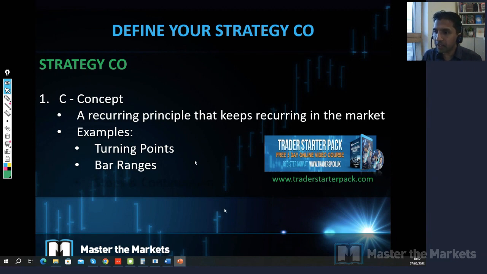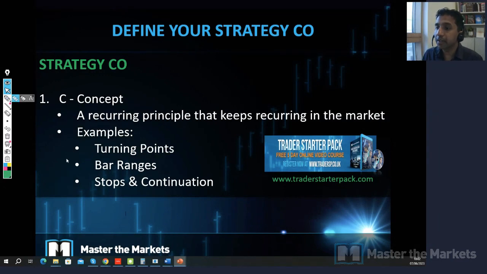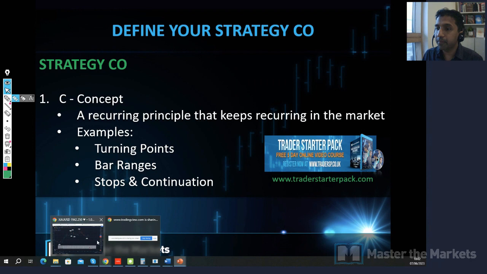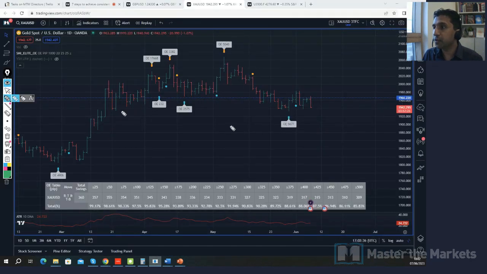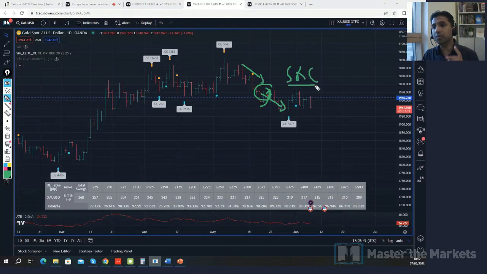Now, the last thing is another principle that you can take a look at: stops and continuation. This keeps occurring, does it not, traders? In the market, you get some retracements, right? In this top to bottom move, it starts to retrace a little bit, stops people out here, and then continues, right? Stops and continuation. Based on this concept, you can also make strategies.